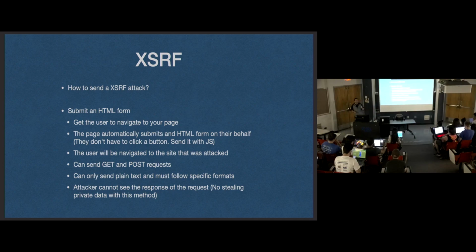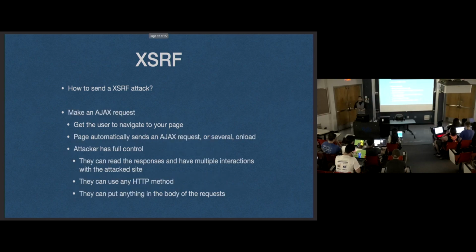And the attacker can't see the response of the request, so they can't steal private data. They can only send data on your behalf, which could be transfer all your money to my account. They don't have to see the response to that one. They're going to see it in their bank account. With Ajax, they can do anything.